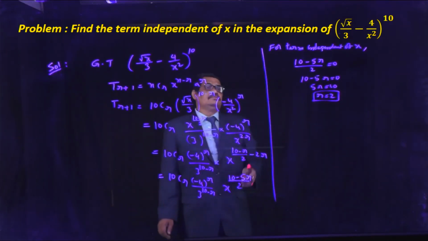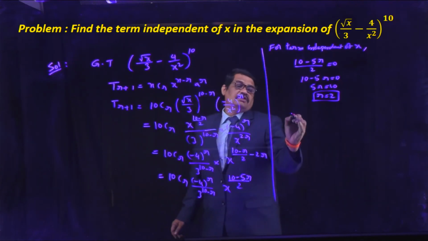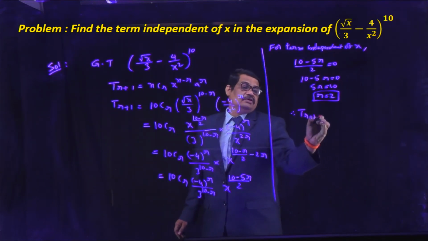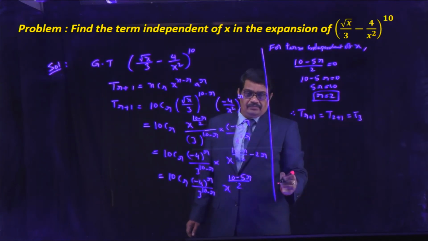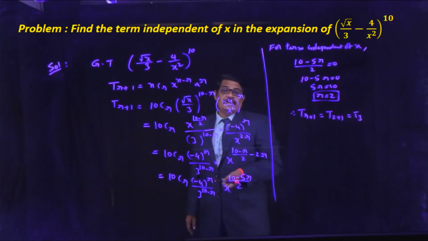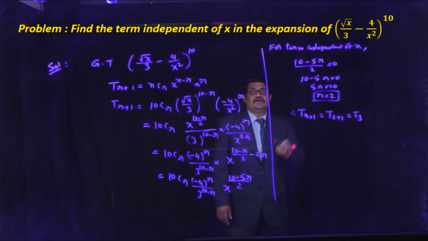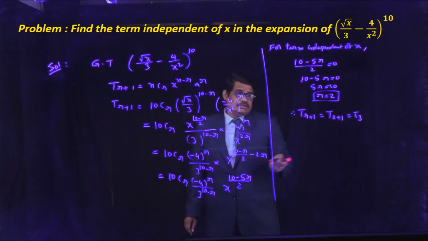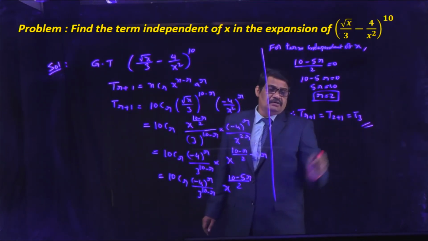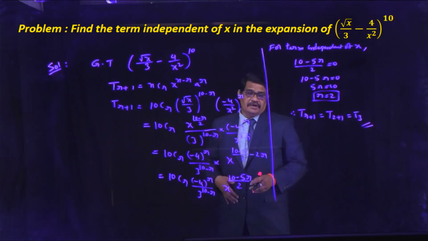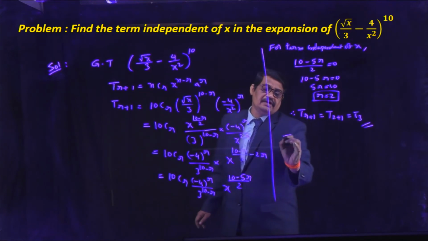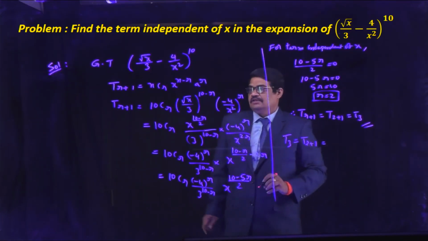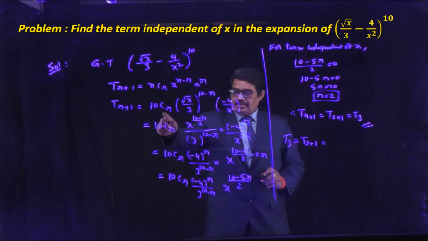What is the term? T(r+1) is T(2+1), that is T3. The third term is independent of x in that expansion. So the third term is the independent term in this expansion. Now we are writing this third term, T3, that is T(2+1), by substituting.